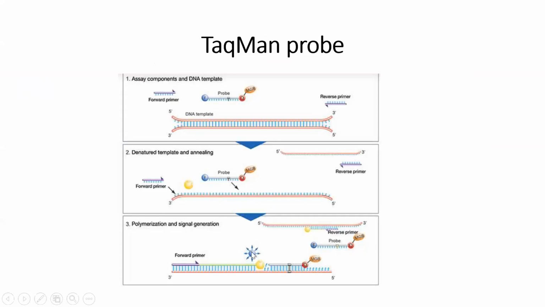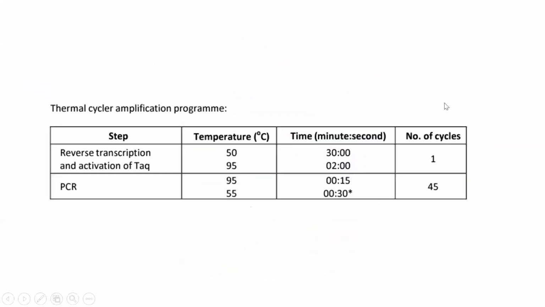In that case, the fluorescent reporter, when it is exposed to the specific excitation wavelength, will give us fluorescence, and this fluorescence is proportional to the amount of DNA amplified. So with each strand of DNA amplified, we will have more and more fluorescence signal. So these were the specifics of the steps.